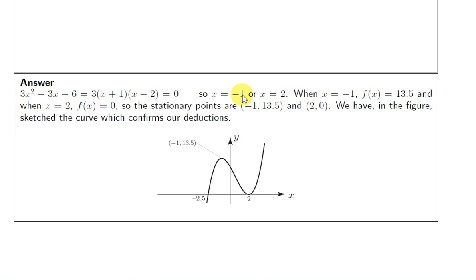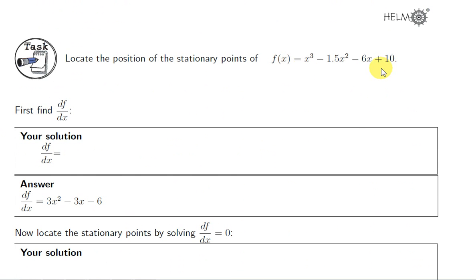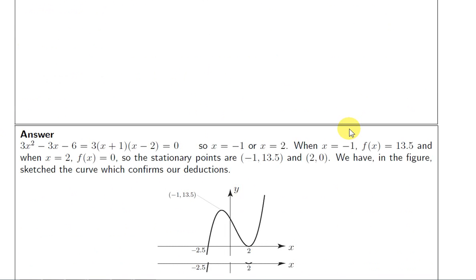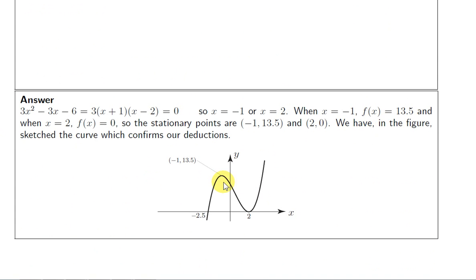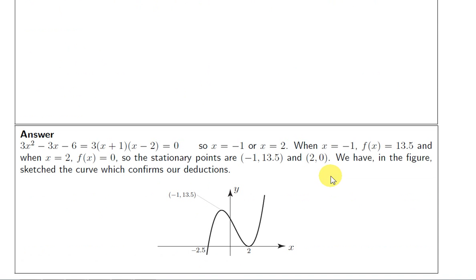We can get a rough sketch of the cubic by getting the coordinates of the stationary points. So if x is minus 1, f of minus 1, we plug minus 1 back into the equation of the curve, will give us 13.5. So there's a point on the curve. And if x is 2, if we plug 2 in here, we get f of 2 equals 0. So we have another stationary point at 2, 0.